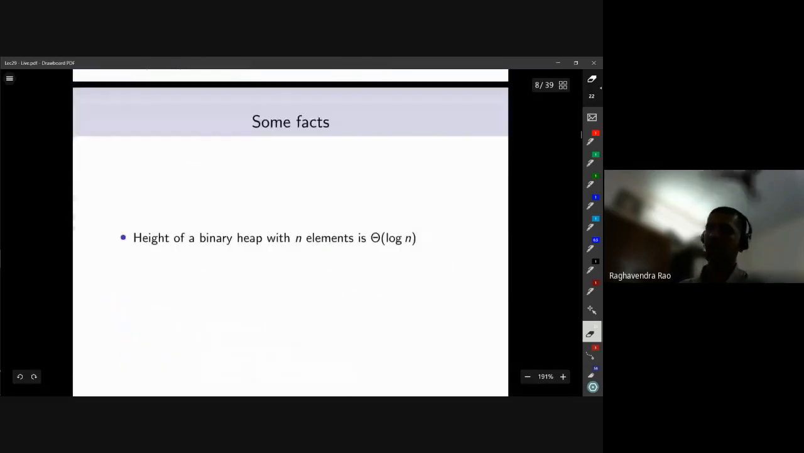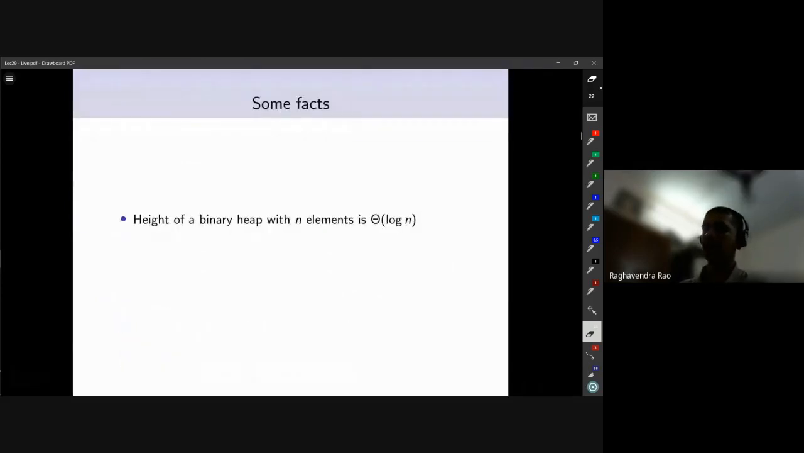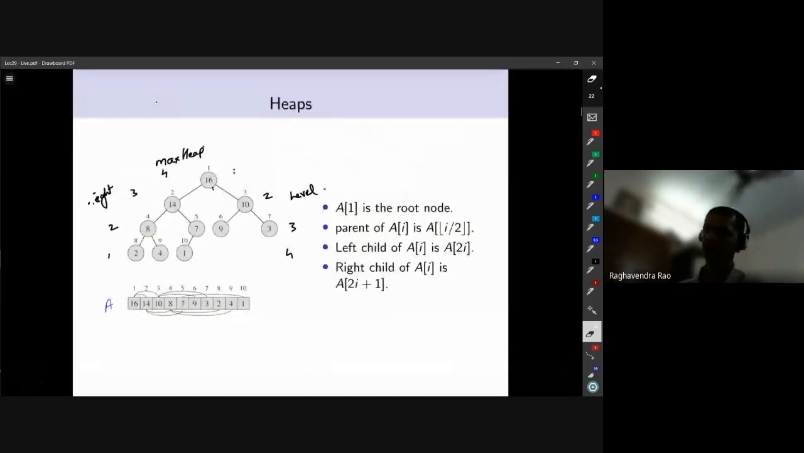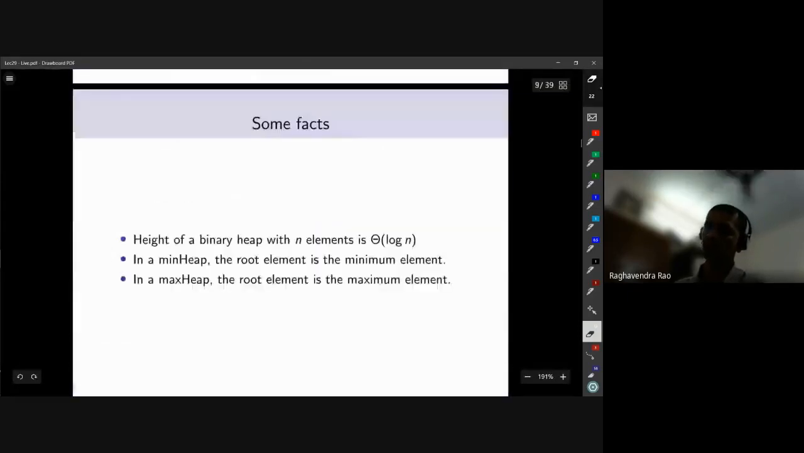Using that fact, we can easily argue that the height of any binary heap with n elements is upper and lower bounded by log n. It will be lower bounded by log n because a binary tree of height h can have at most 2 to the h plus 1 minus 1 nodes. You can also see that it's upper bounded by log n because the level difference between any two leaves is at most 1, because of that condition. I'll leave this part as an exercise. We'll not spend time on it.